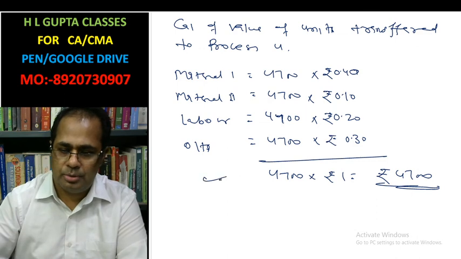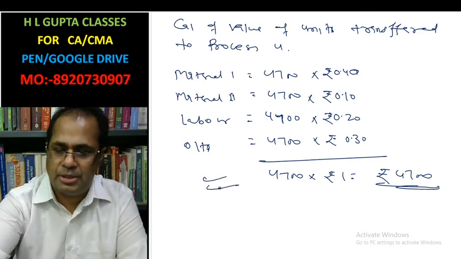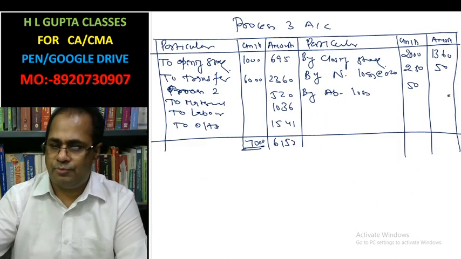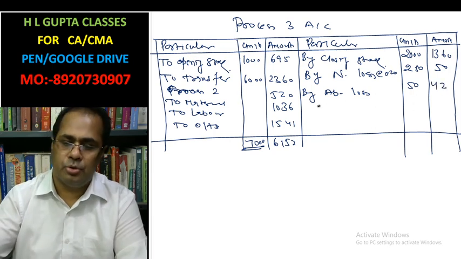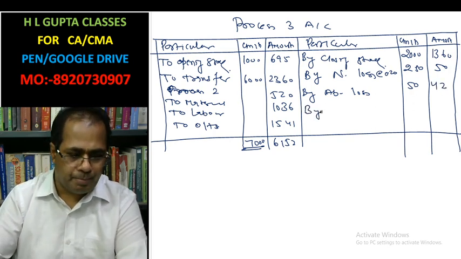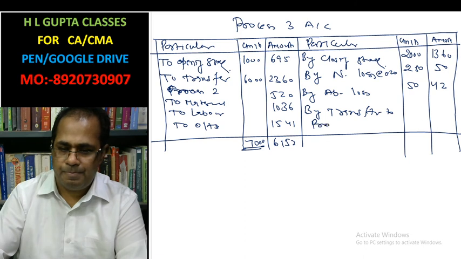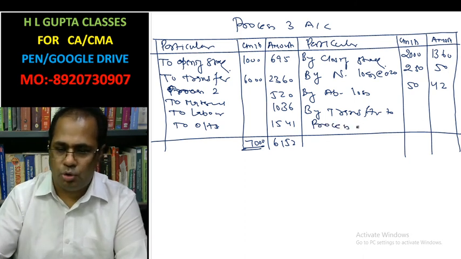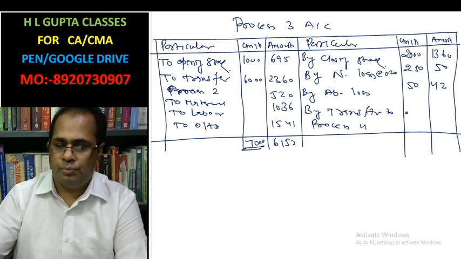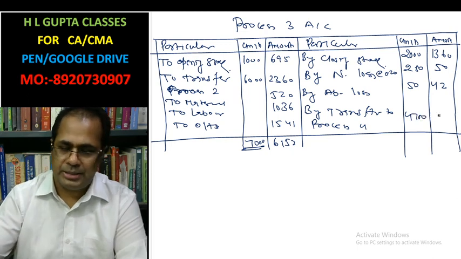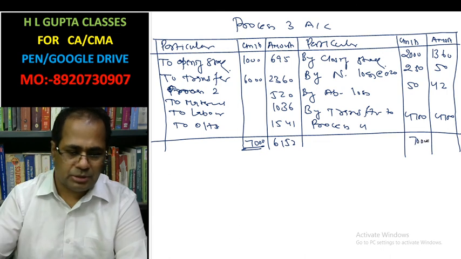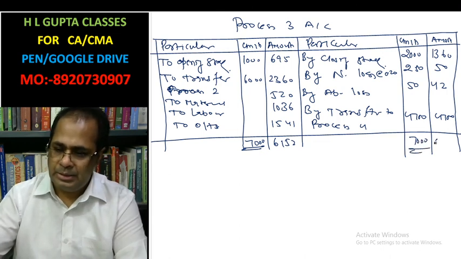Finished goods transferred to process 4: 4700 units. By transfer to process 4, 4700. Total 7000 units, 6152.